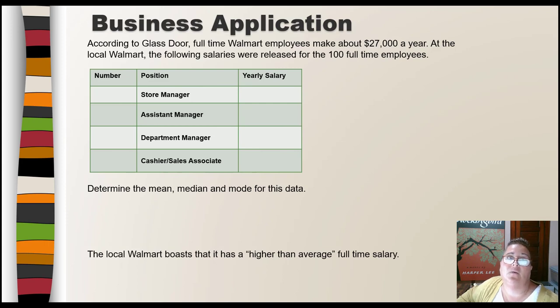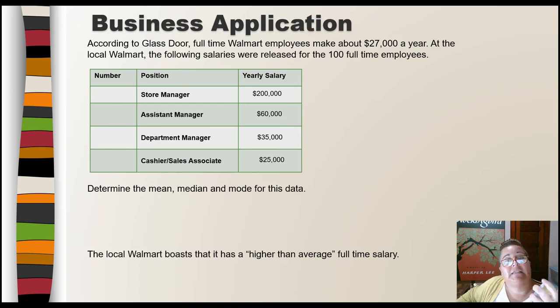All right, here I have a second one, which maybe will bring some more questions up. According to Glassdoor, a website that posts salaries, full-time Walmart employees make about $27,000 a year. At our local Walmart, the following salaries were released for 100 full-time employees. A store manager makes approximately $200,000. An assistant manager makes about $60,000. The department managers, $35,000 on average, and the full-time cashiers or sales associates are averaging about $25,000.